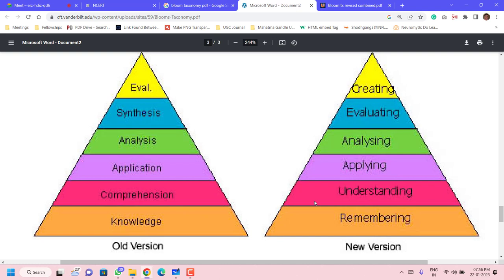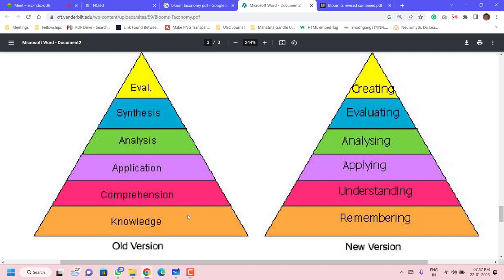Anderson was the student of Bloom, and you can see more detail on the internet. Because I want to complete before 8:30, I will go a little faster, and after 8:30 we will have a question-answer session, and we can go up to 9 o'clock. After that, if you still have questions, we will discuss them in the classroom the day after tomorrow when we meet.